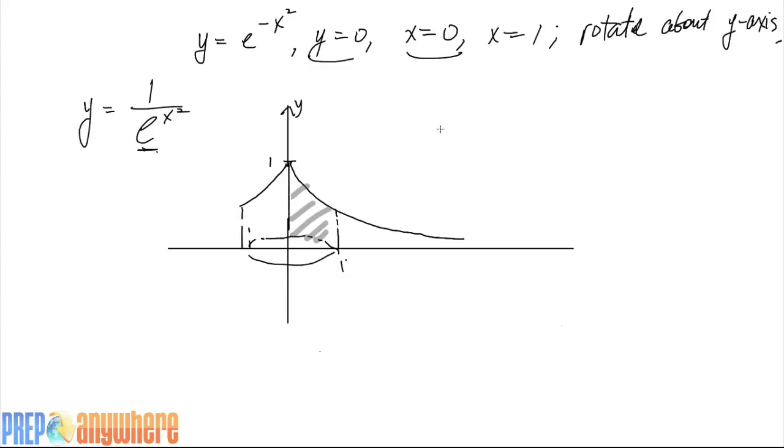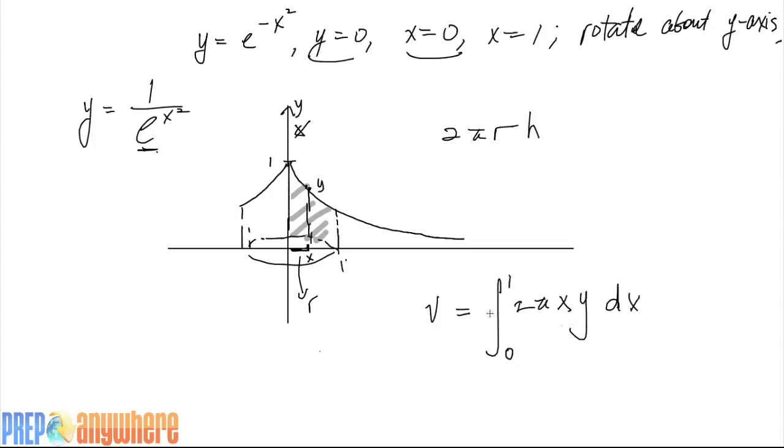All right. So this is our rotational axis, so here the x value on this function will be the radius. So it's 2 pi radius height. That's what we need to find. The x is the radius, and the height will be just the y value. So it's a very simple case of integrating from 0 to 1, 2 pi, radius is x, and the height is the y value, and we're going to integrate with respect to x. This is going to give us the volume.